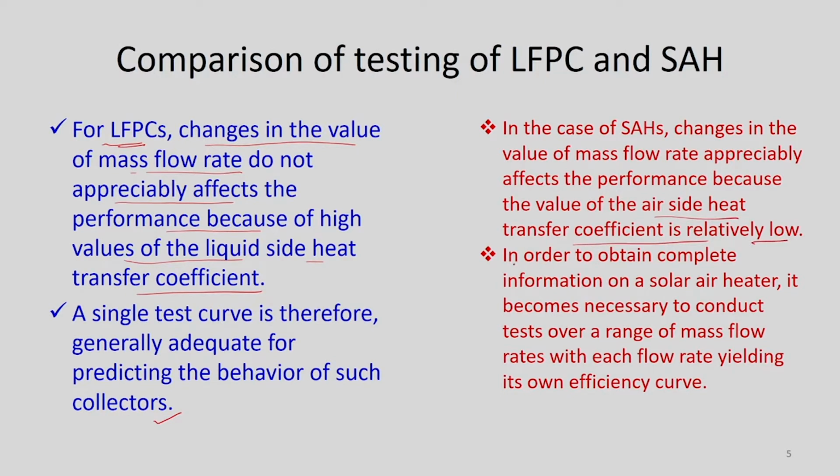So, in order to obtain complete information on a solar air heater, it becomes necessary to conduct tests over a range of mass flow rates, with each flow rate yielding its own efficiency curve. That is why we need to perform the test at different mass flow rates, keeping the inlet fluid temperature constant.